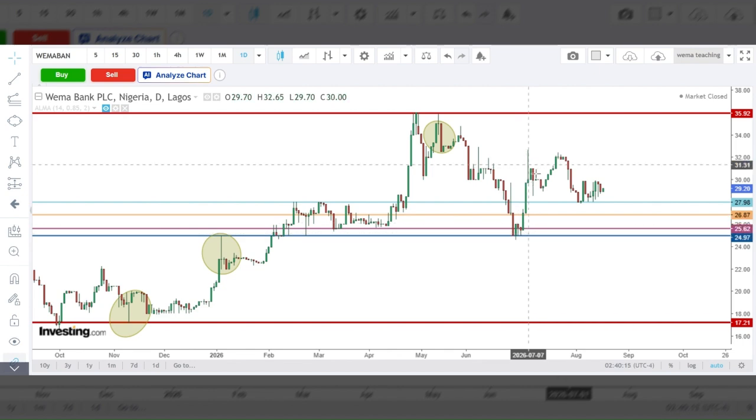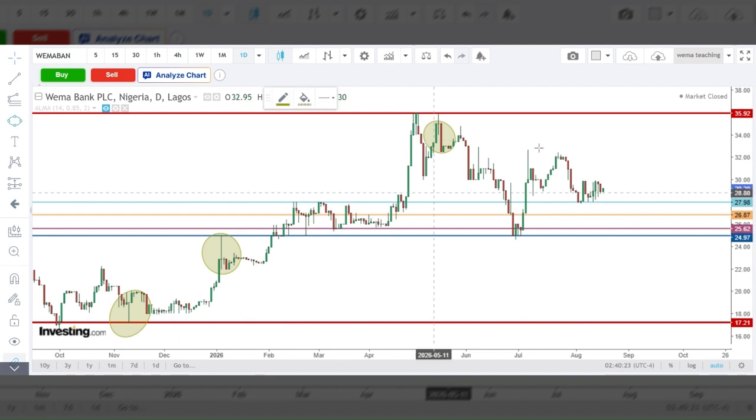Okay, and then it came down and then went up again. Then you can see it formed another small morning star here. Let me circle this place so you can see what I'm talking about.